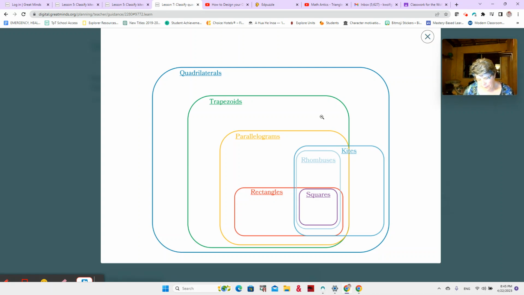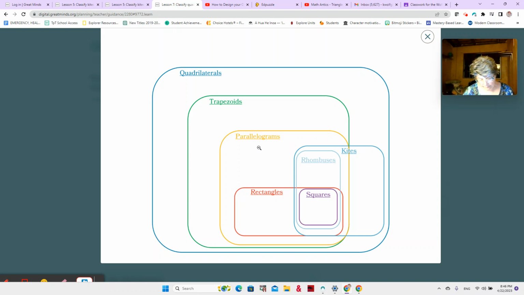Why is the section for parallelograms inside the section for trapezoids? Because all parallelograms are trapezoids, right? Parallelograms have two sets of parallel sides. Trapezoids have one set of parallel sides. So it's just like what we were talking about in the last video with the triangles, right? If you have to have at least one pair of parallel sides to be a trapezoid, then everything that has two pairs of parallel sides is going to also be a trapezoid.